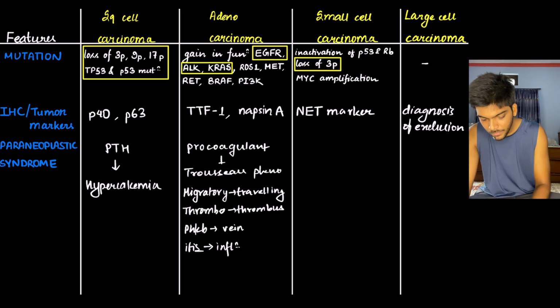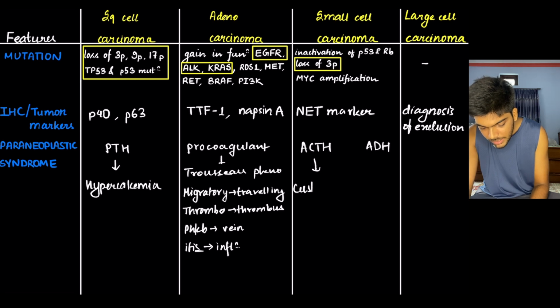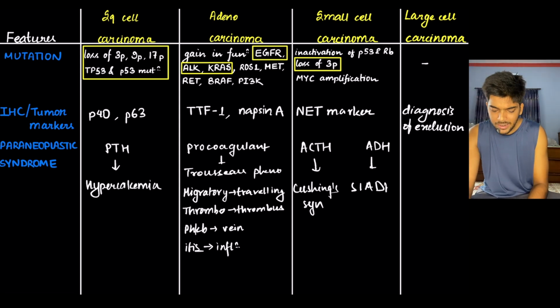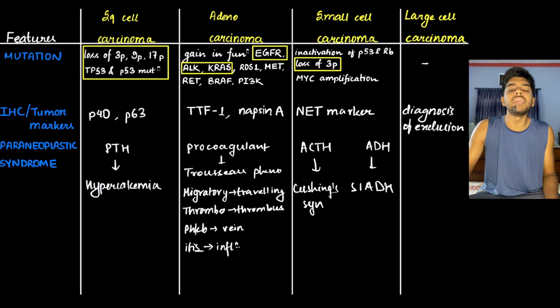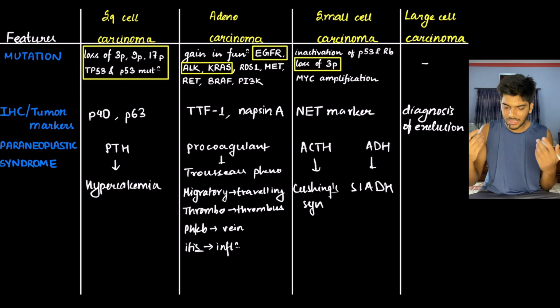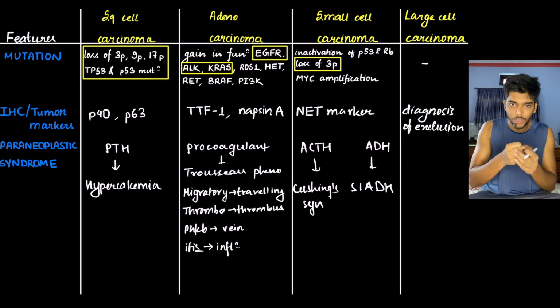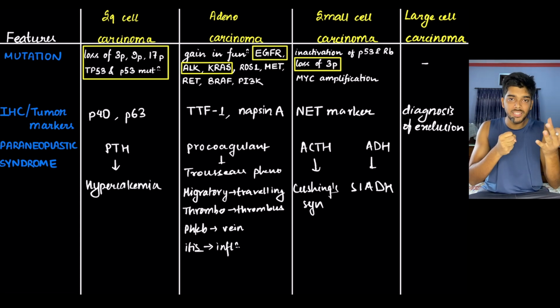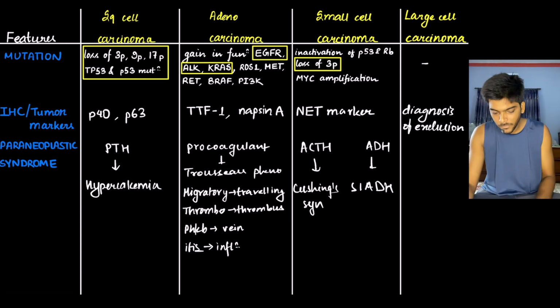Small cell carcinoma. It produces ACTH and ADH. Too much ACTH leads to Cushing's syndrome. Too much ADH leads to SIADH. Simple. SIADH means syndrome of inappropriate secretion of ADH. There is, after all, inappropriate secretion of ADH due to the formation of the tumor. The tumor is secreting ADH. It's not physiological ADH. It's being secreted by the tumor.